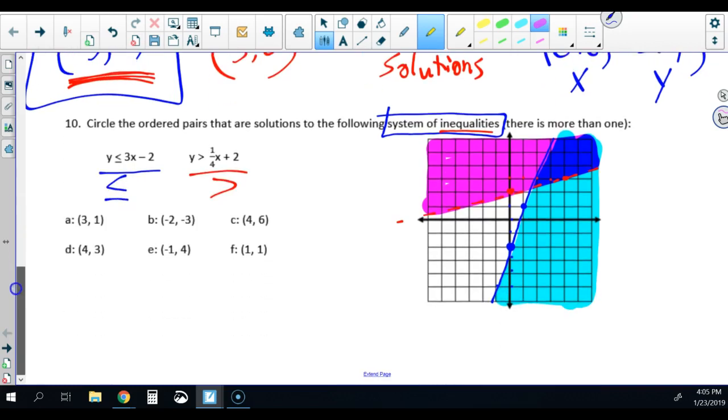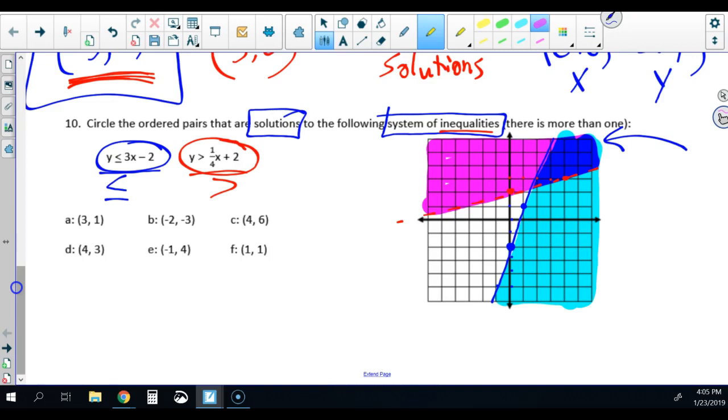Well, here it's similar. There's a whole bunch of points in this shaded area. I'm looking for a solution, which is the points that are in both shaded areas. So if I look at my graph, look at where the shading overlaps, and it's this blue section in the top right. That's where both shaded areas overlap. Any ordered pair up there is a solution.